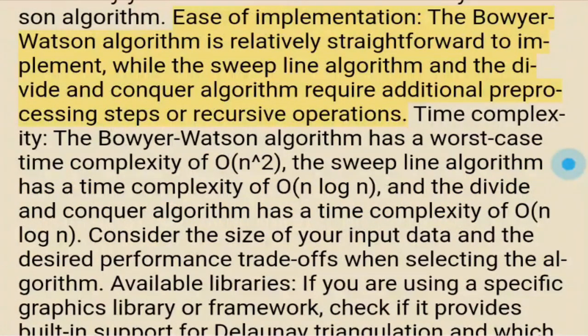Ease of implementation. The Bowyer-Watson algorithm is relatively straightforward to implement, while the sweep line algorithm and the divide and conquer algorithm require additional preprocessing steps or recursive operations. Time complexity. The Bowyer-Watson algorithm has a worst-case time complexity of n squared, the sweep line algorithm has a time complexity of n log n, and the divide and conquer algorithm has a time complexity of n log n. Consider the size of your input data and the desired performance trade-offs when selecting the algorithm.